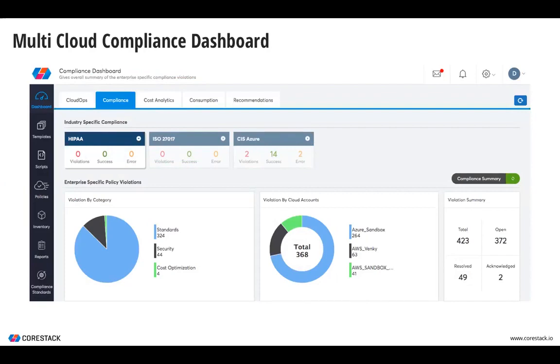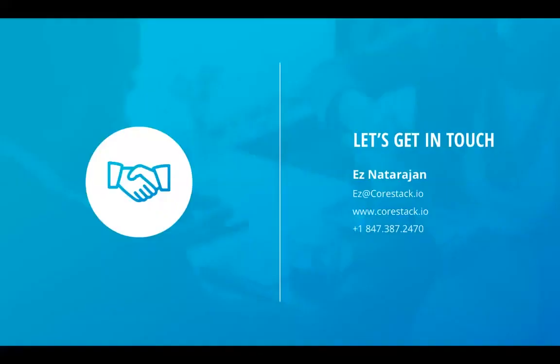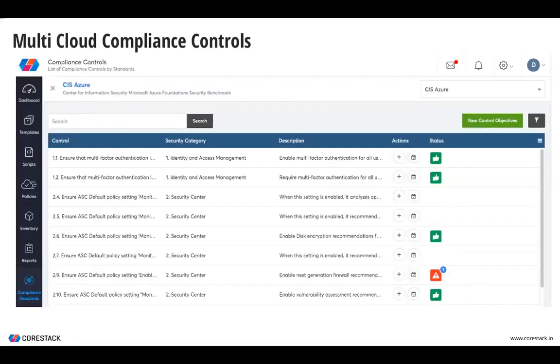And it provides a dashboard which actually provides a compliance posture across the account, across the cloud, and across regions. And these are some of the list of controls that can be added and that can be mapped to your policy and scheduled to get the compliance. Hope that answers your question a bit.